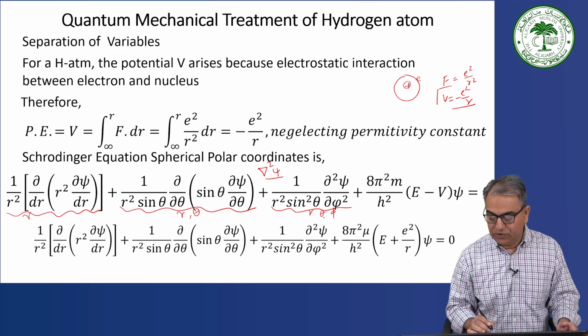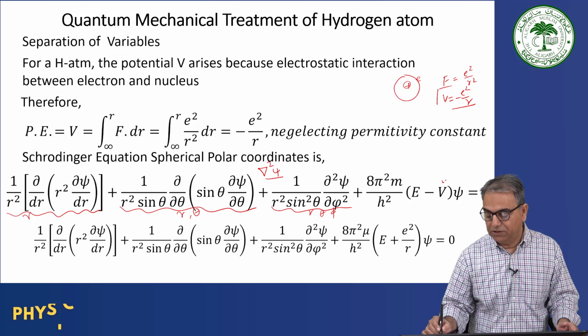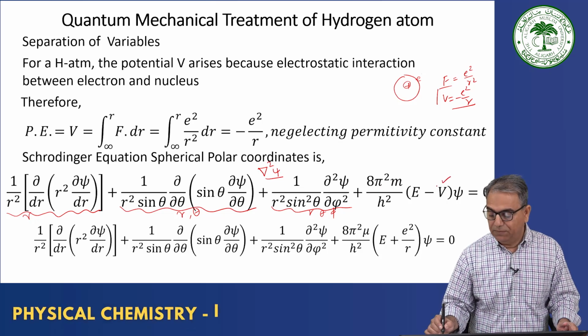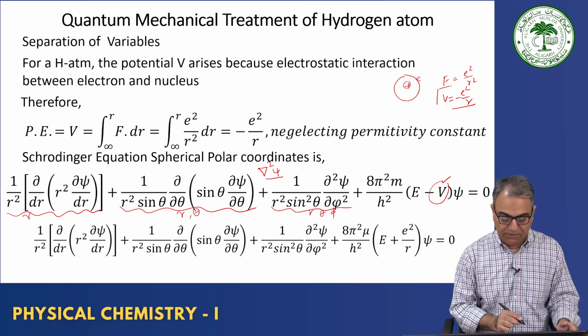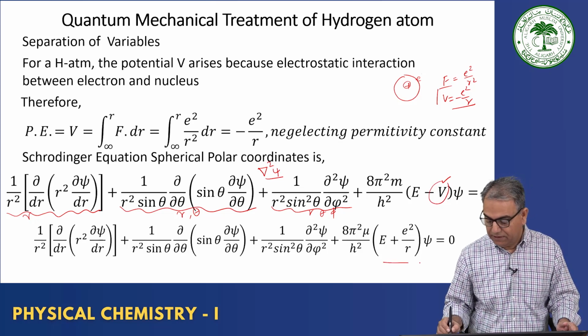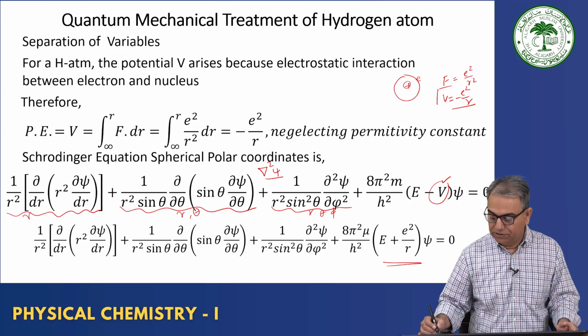So this is del square psi, and beyond that you have plus 8 pi square m by h square (E minus V) psi, which is the Schrodinger wave equation. And if you replace this V by the potential energy, then you get the Schrodinger wave equation for hydrogen atom. So we have replaced V here by minus e square by r.